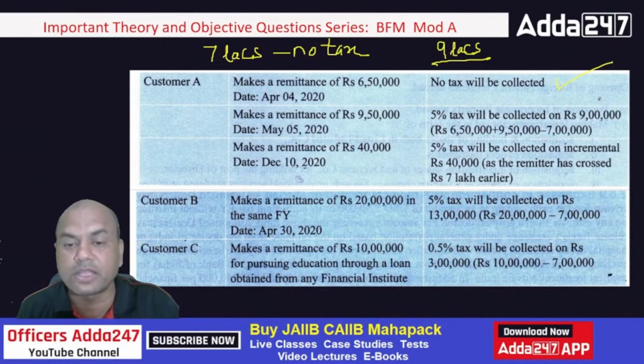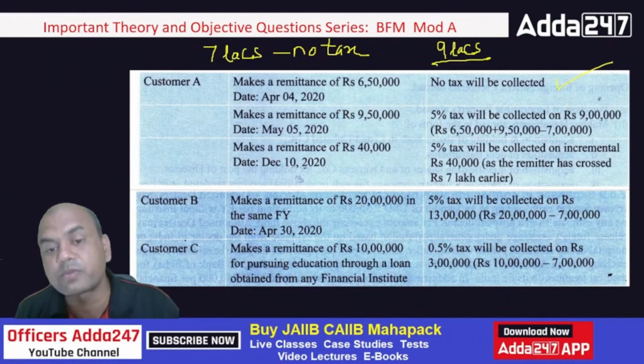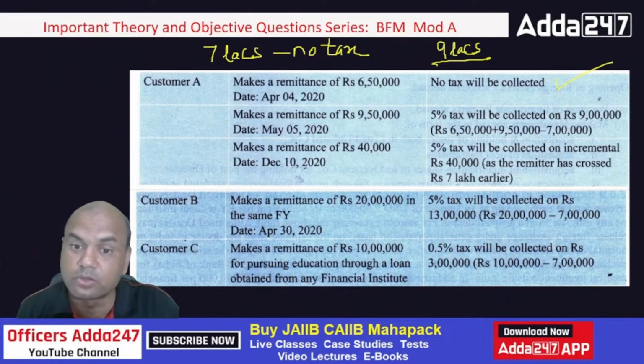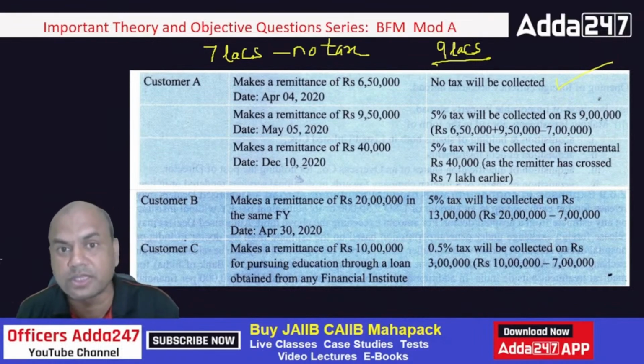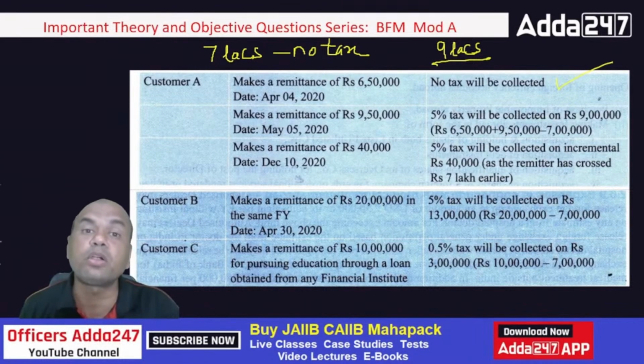Makes a remittance of 10 lakhs for pursuing education through a loan obtained from an FI. So look at this. There is a loan now. If there is an education loan and I am going for education, then what is the tax amount? 0.5%. And that also beyond 7 lakhs, right? Up to 7 lakhs, no tax.